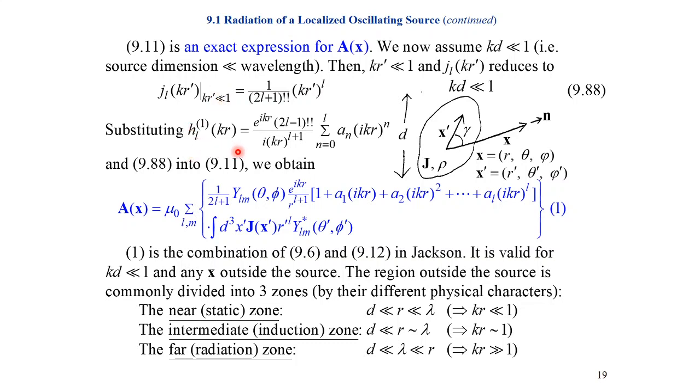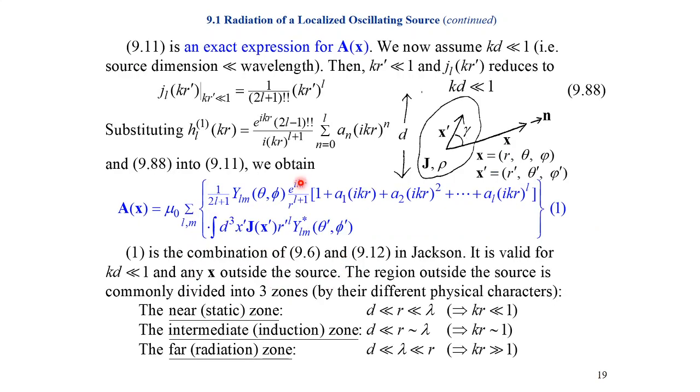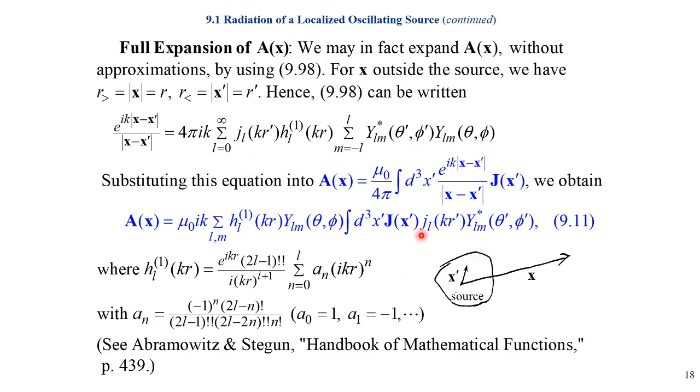And substituting these relations, once again, go back. We just substitute this one, equation 9.88, into equation 9.11. 9.11 is this one. So we got the form of this one under this assumption. And this one is still the same, no change. This one is simplified. Spherical Bessel functions can be simplified.